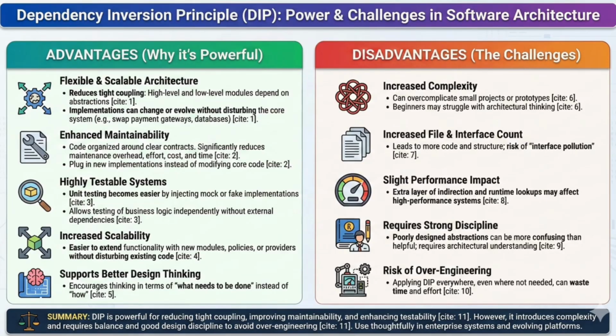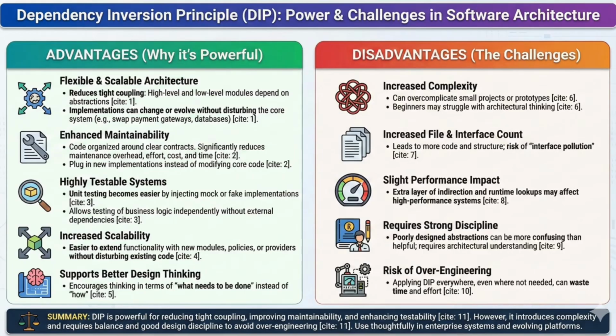Performance can also be slightly affected in some cases. Because systems depend on abstractions and often use dependency injection frameworks, there is an extra layer of indirection. Calls may go through interface proxies, containers resolve dependencies, and additional runtime lookups occur. Although this performance impact is usually minimal and negligible for most business systems, it may still matter in extremely high-performance or real-time environments.